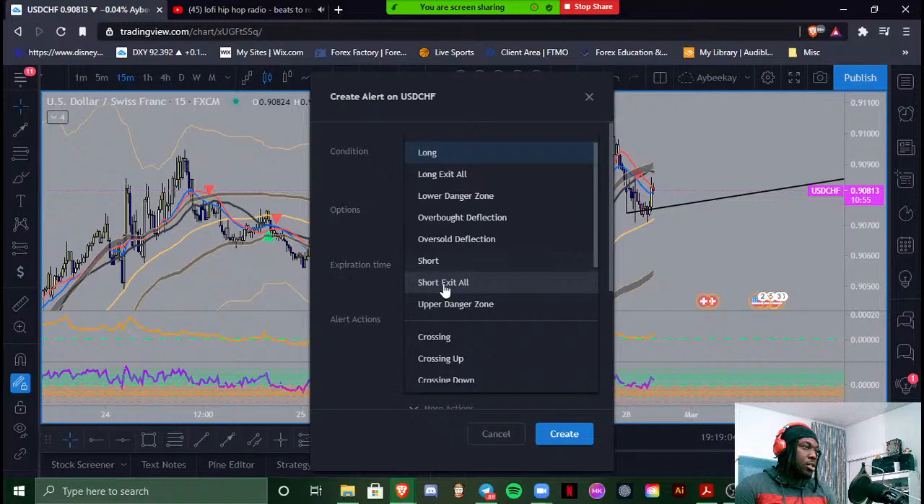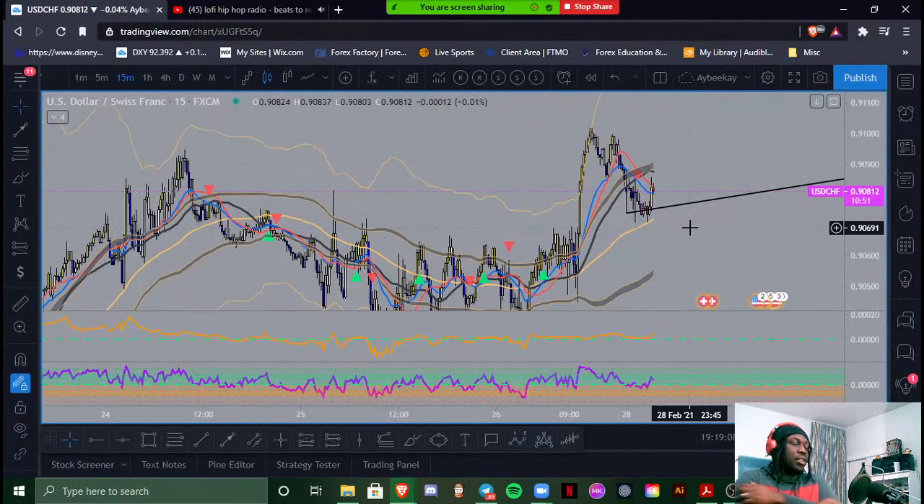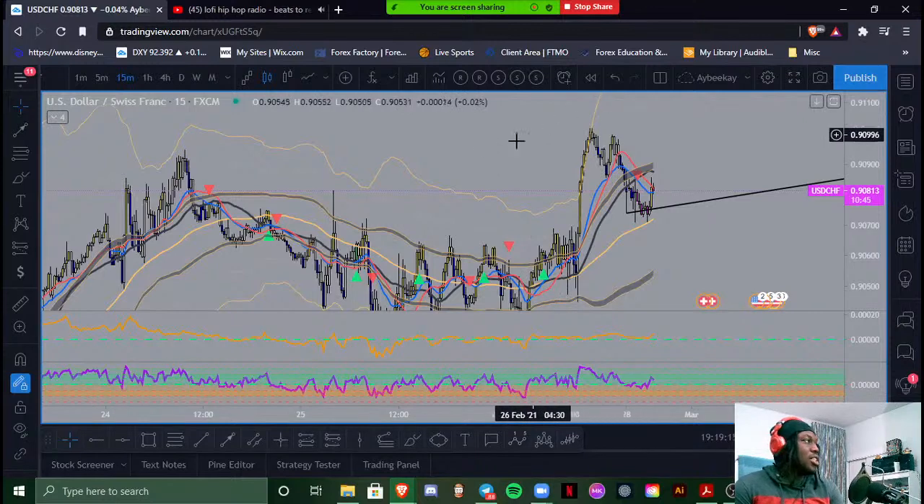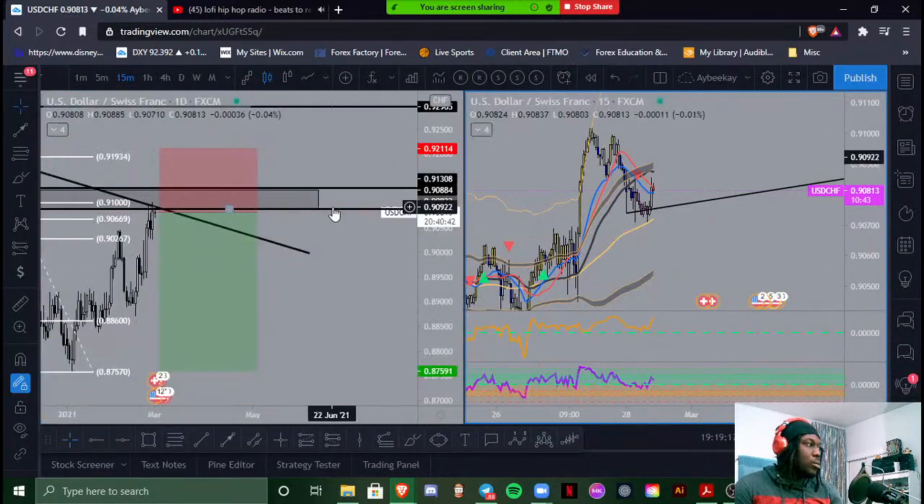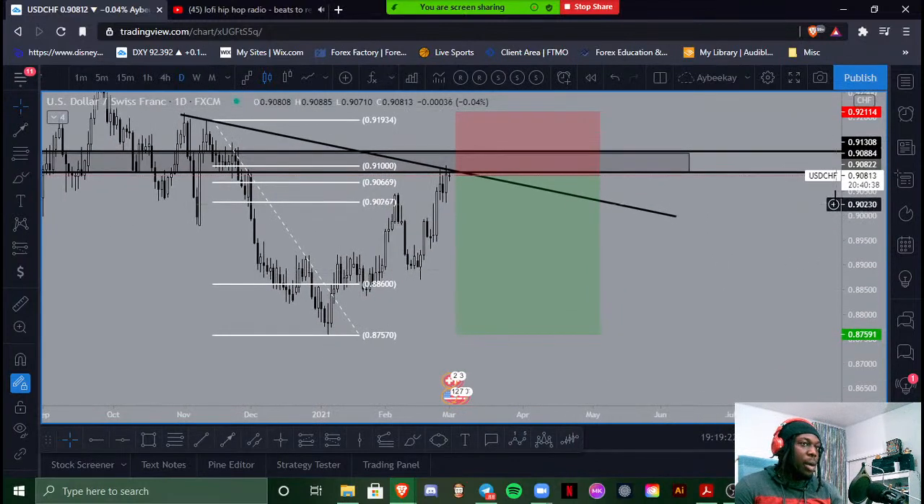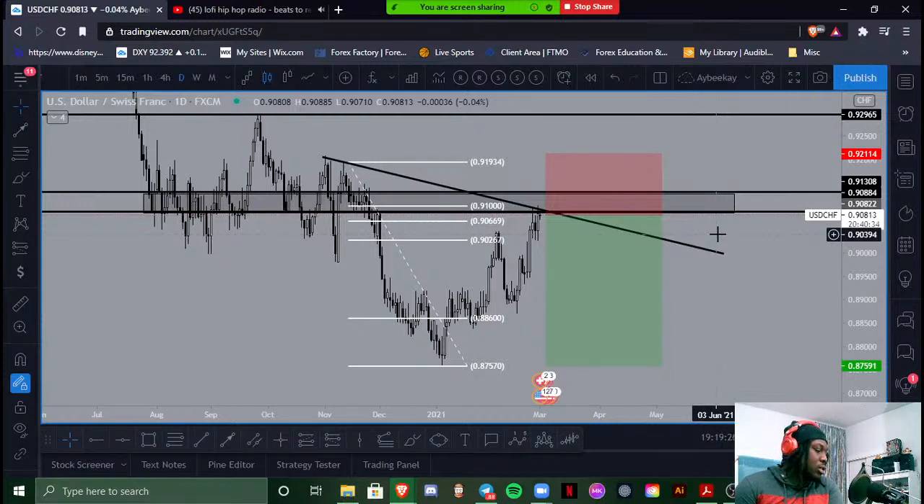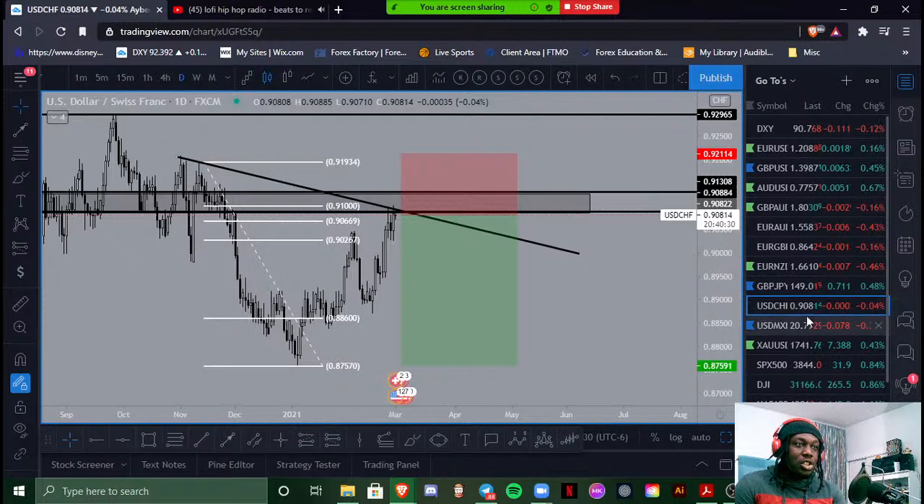So short, exit all, create, and there you go. So if I get the break of the trend line, or I get the alert to get out of USDCHF, whichever comes first, then I'll be like, yo, I think it's time to get out of the trade. But until then, I'm looking to sell USDCHF. I'll probably delete that alert tomorrow morning if I don't get the exit tonight. So that's for USDCHF.